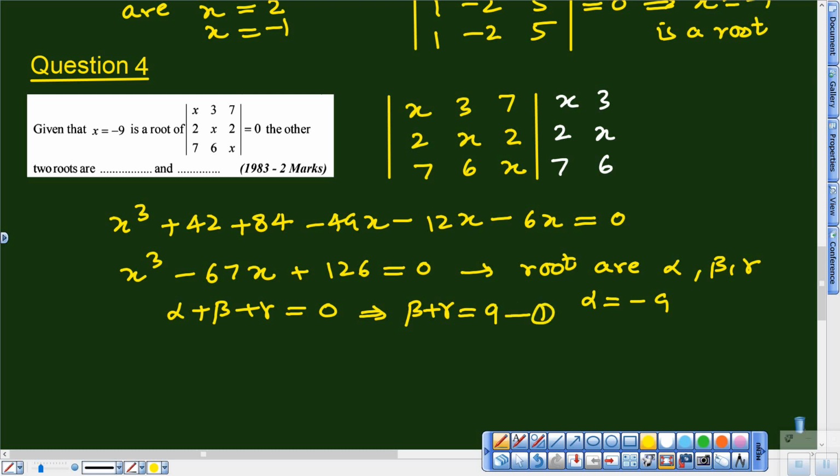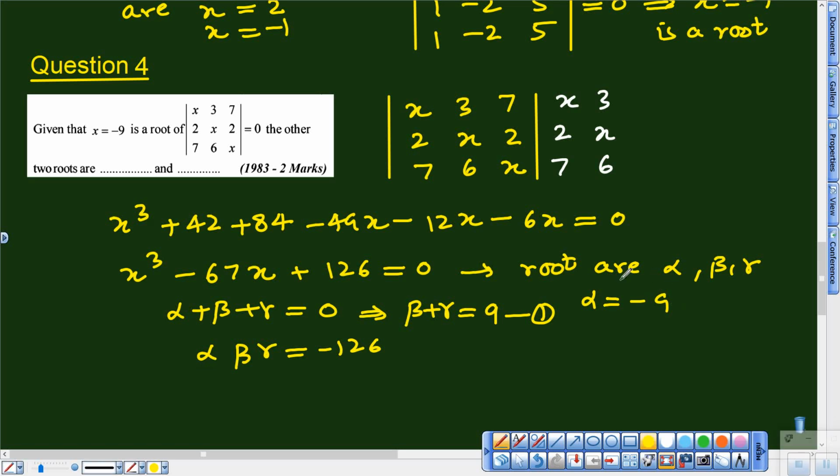That is equation number 1. And the product of the roots is minus the absolute term, that is the term which is not with x, upon the highest degree coefficient. That's why the product of the roots, that is alpha, beta, gamma, would be equal to minus 126.